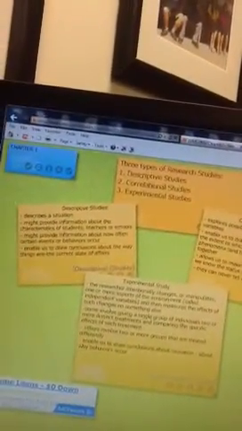There are also 2 types of descriptive studies. One is quantitative, which yields numbers, and the other one is qualitative, and that's non-numeric information that's provided.